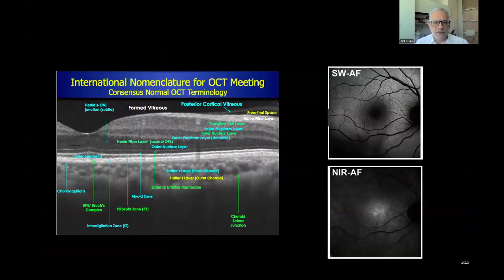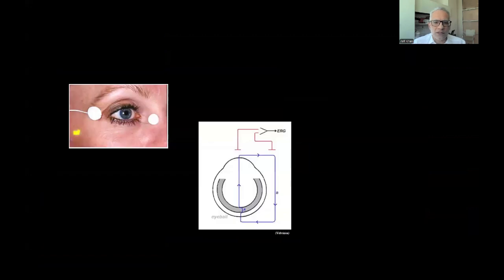Multimodal imaging is fantastic. I can't imagine looking at a patient with inherited retinal disease without multimodal imaging. But multimodal imaging only gives us information about structure. And there's only one test that gives us information about function. I alluded to it before. Of course, it's the ERG.